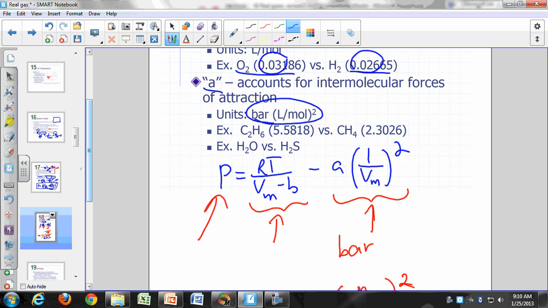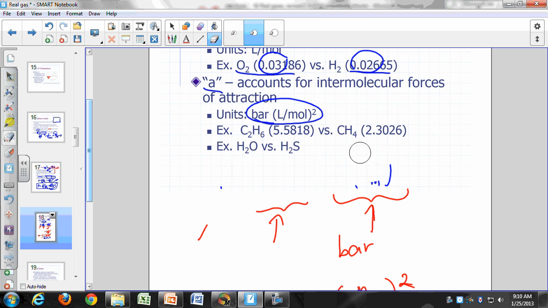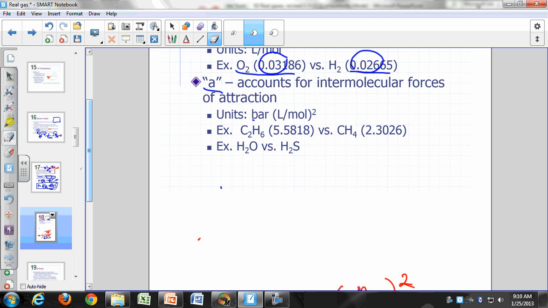Here's a comparison of values of the van der Waals parameter A. It's 5.58184 for C2H6. It's 2.3026 for CH4. Why is it bigger for C2H6? What are we comparing here? Intermolecular forces. Both of these are nonpolar molecules.